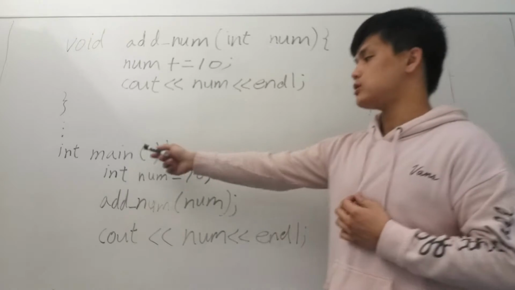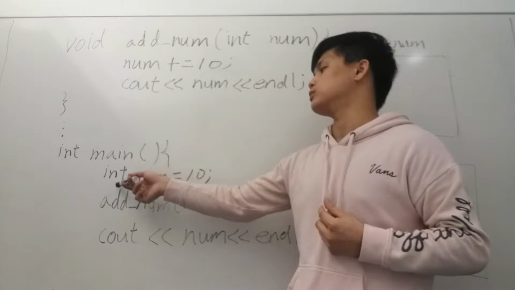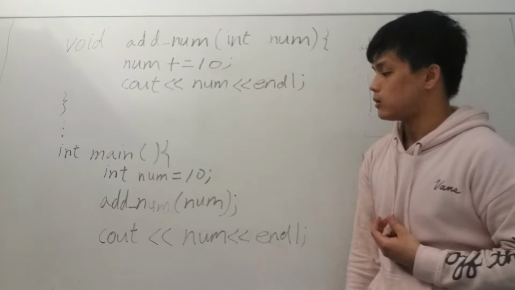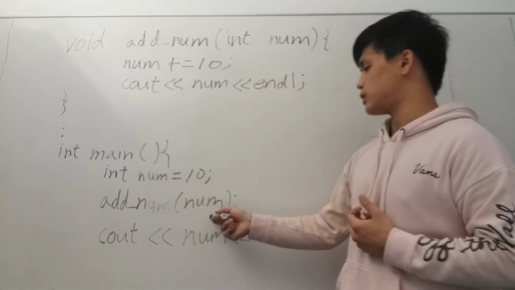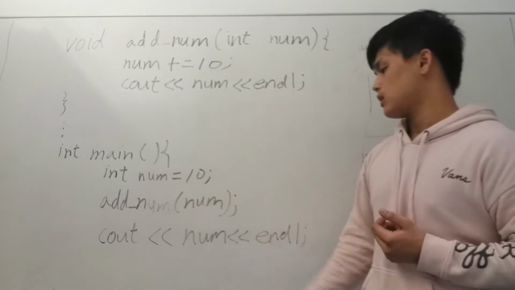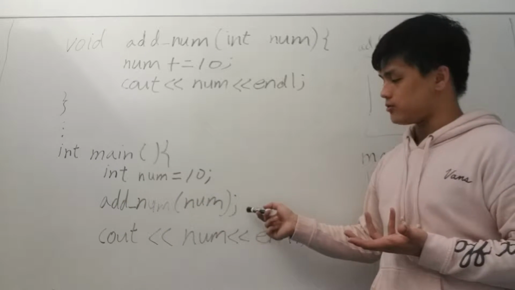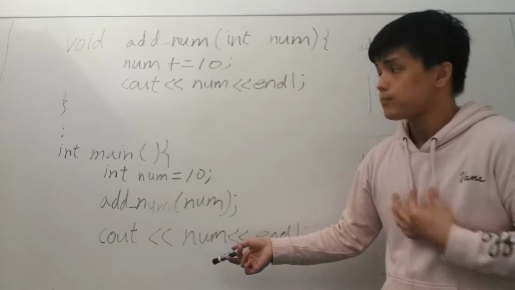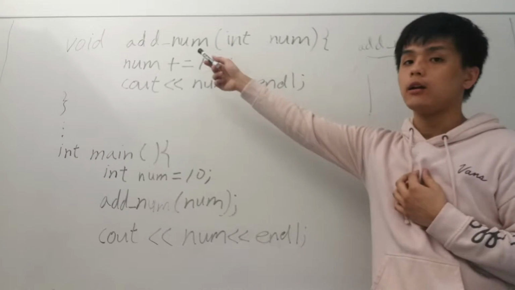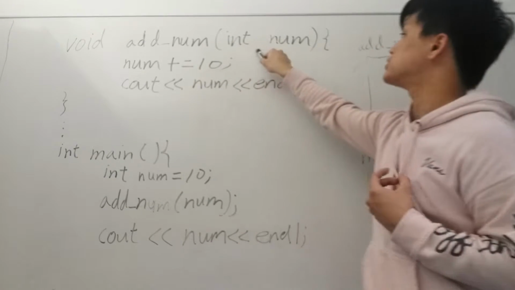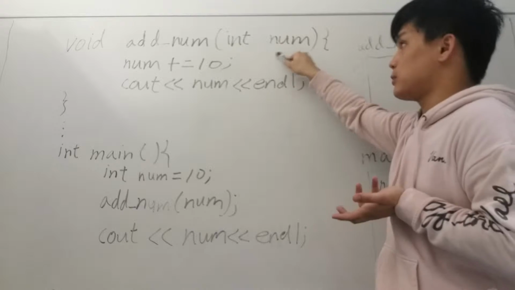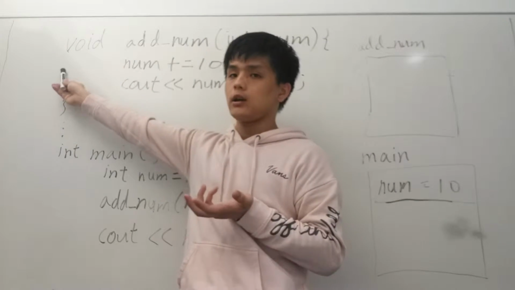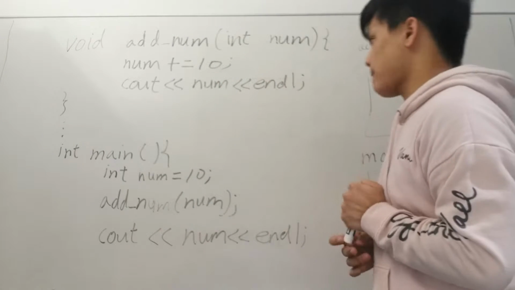What we're doing in our main function over here is first we define an integer type variable called num, and we set the value to 10. And what we do over here is we pass this num variable into this function called add num, and then when the function finishes, we come back to main and just print out the value of num. Okay. What we're doing over here in add num is we're taking an integer type variable called num, and after some operations inside the function, we return nothing because the return type is void. Okay.